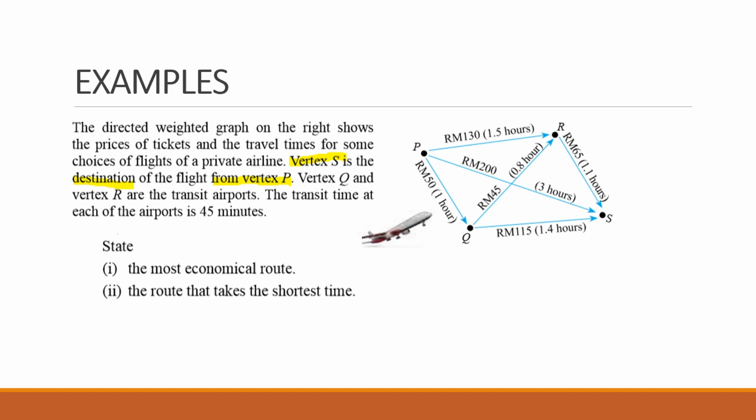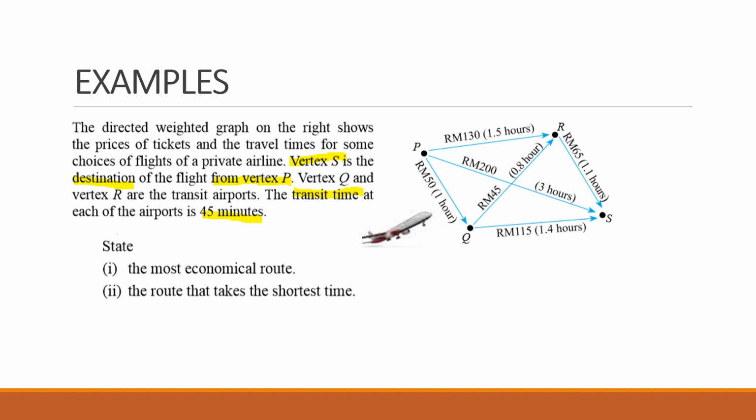And then vertex Q and R are the transit airports. And another important thing here that is not written in the diagram: the transit time for each airport is 45 minutes. You don't have that information in the diagram, so you have to remember that, right? So either you highlight or underline it, or just write down the information in the empty spaces in the exam paper. Okay, so now let's answer the first question.